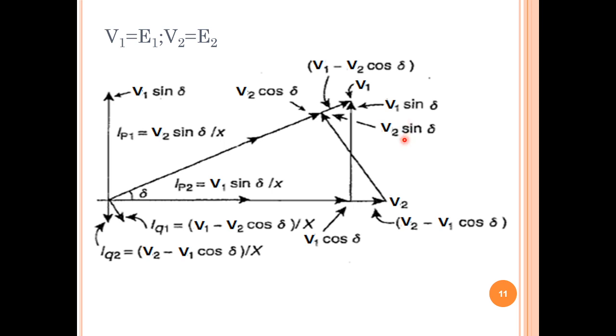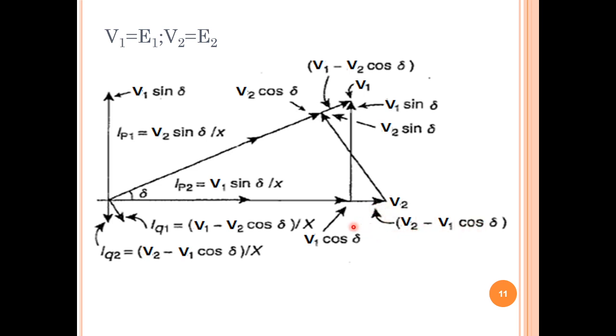Moving further, this entire part is V1, and up to this point is V2 cos delta. The small portion, subtracting from the entire length, is V1 minus V2 cos delta, the remaining portion of this one. Moving to this point, same thing. Total voltage here is V2, and for this point, this one is V1 cos delta. The remaining portion is V2 minus V1 cos delta. I hope you understand.